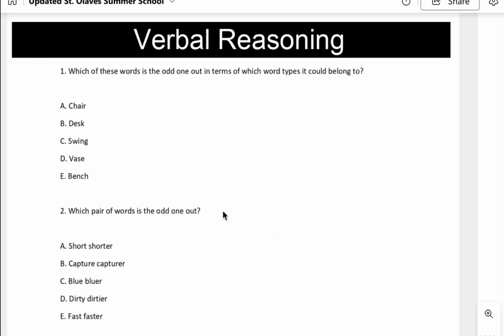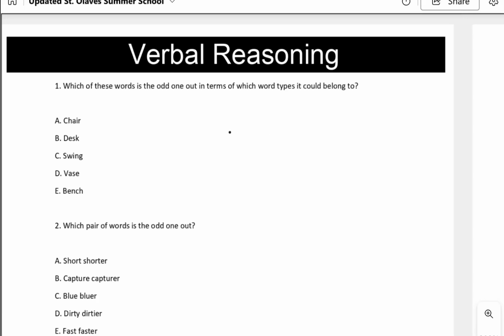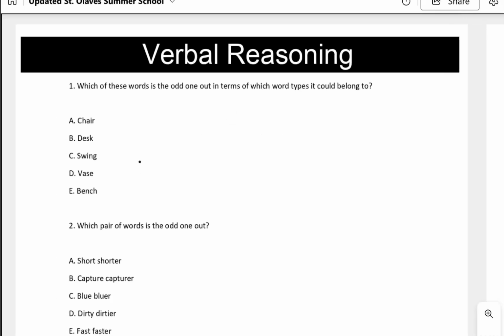We are starting the verbal reasoning section with question number 1, where we have to find the odd one out.